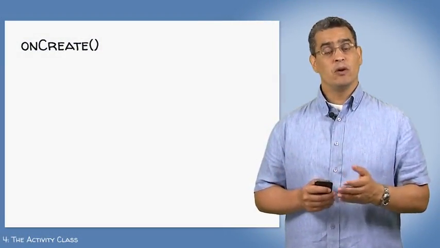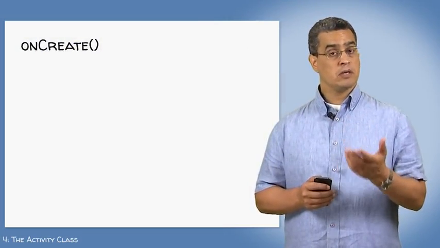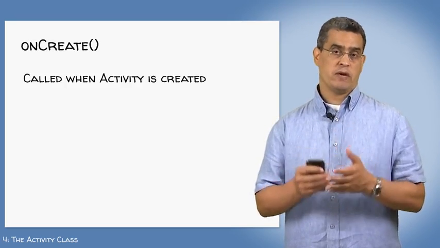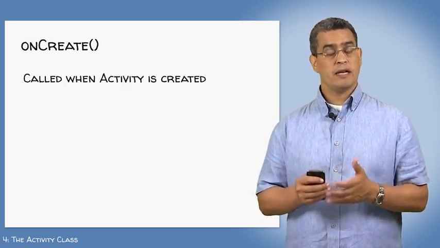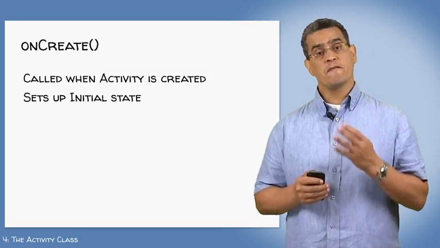So let's take a deeper look at these lifecycle methods. The first method that gets called is onCreate. onCreate gets called when the activity is first created. Now, typically, onCreate is used to initialize the activity and will carry out the following four functions.